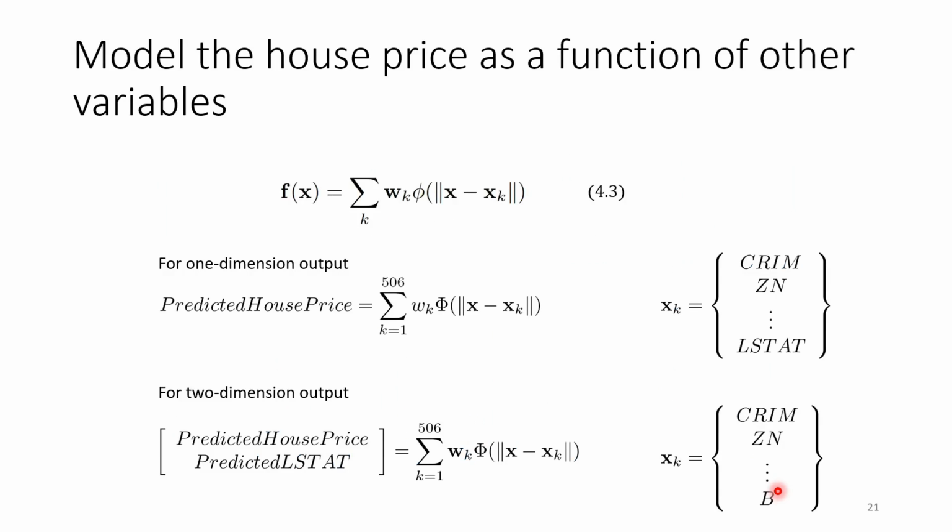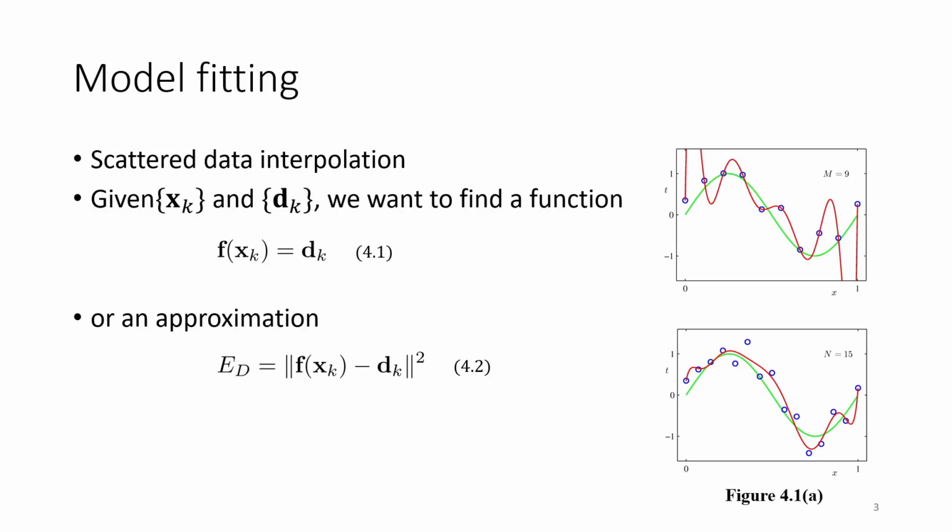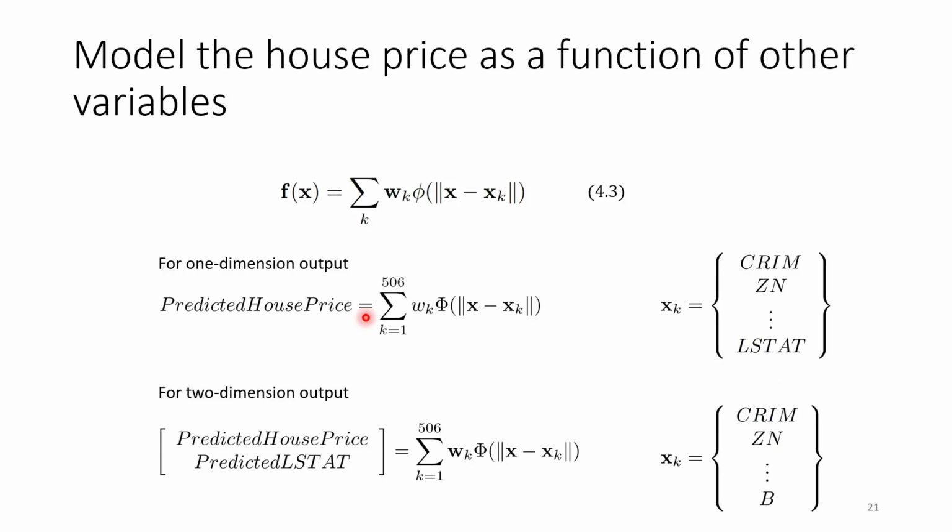Therefore, if we use the kernel regression formula to compute, let me see, equation 4.3. Sorry, I think there's something wrong. This is not 4.3. Oh yeah, this is 4.3.